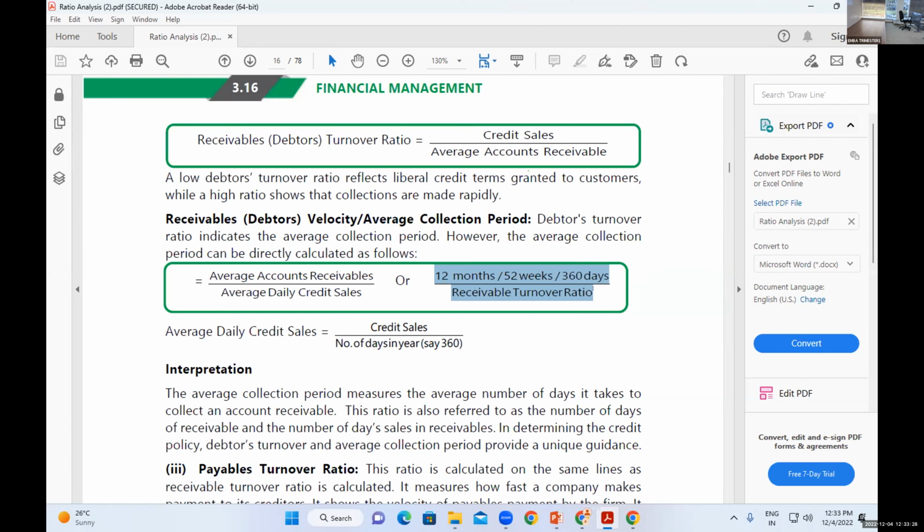So which is the best for receivable turnover ratio? Is it better to have a lesser turnover ratio or a higher turnover ratio? 12 by 12 is equal to 1. 12 by 2 is equal to 6. So the higher the receivable turnover ratio, the better the efficiency of the company. A higher receivable turnover ratio will give you a lesser collection period. Next.